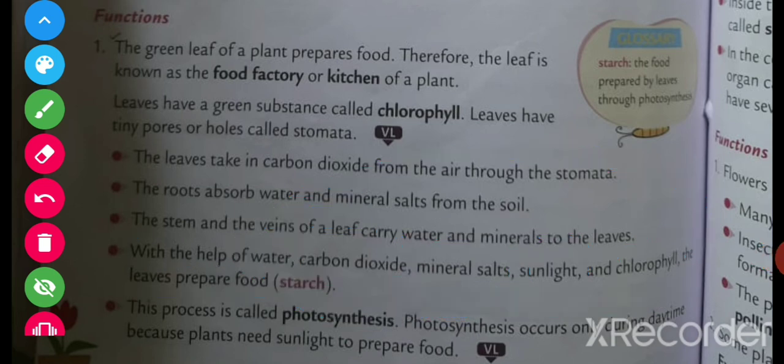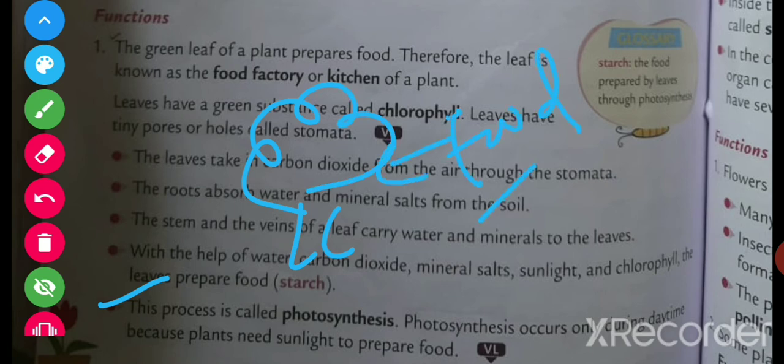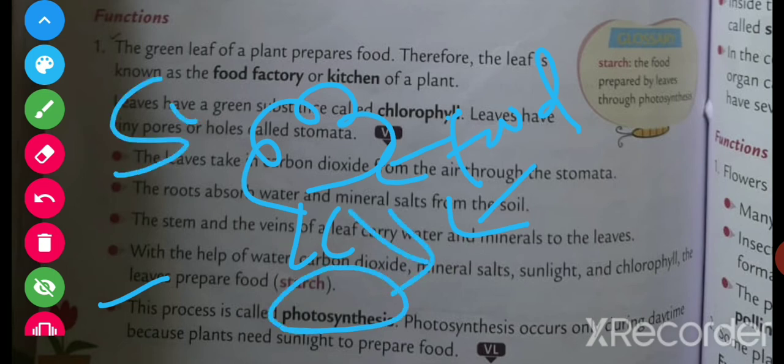Next, this process is called photosynthesis. When a plant prepares food, this process is called photosynthesis. Plants prepare their food with the help of sunlight.